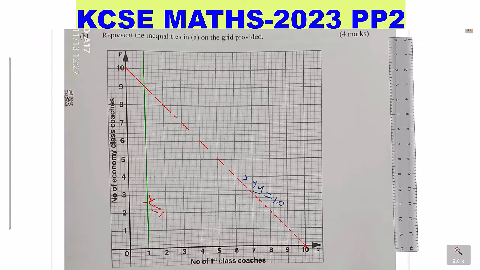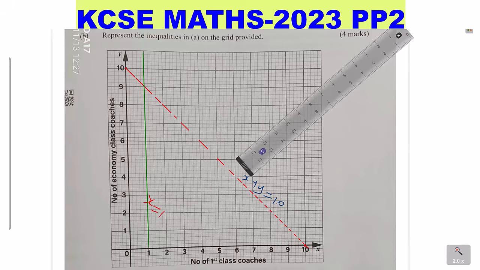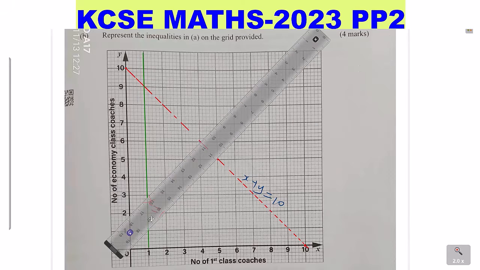So y is equal to x is a line that passes through the center of the axis, exactly between the x and the y axis. That is the line y is equal to x. Let me show you. It is this line passing exactly between the x and the y axis.